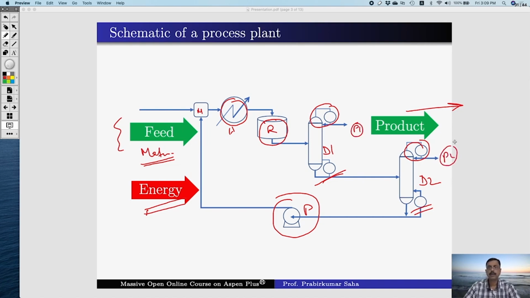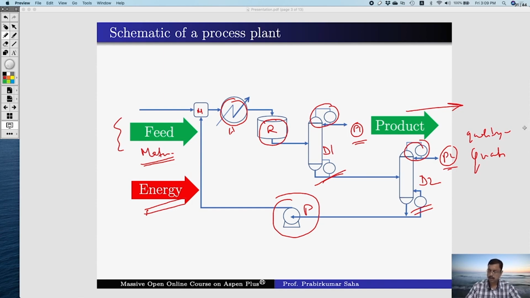Two types of products. So ideally, we have to make sure that these products are up to the desired standard of their quality and quantity. In other words, we have to make sure that the product rate, the flow rate of the product, and its quality is maintained.